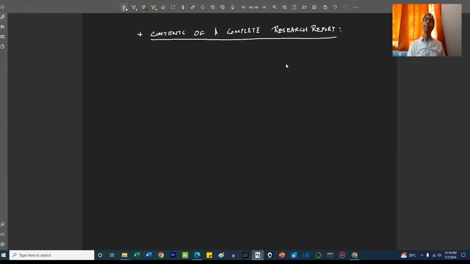Contents of a complete research report. So friends, a research report is basically something that gives data, its interpretation, and the conclusive recommendation. Therefore, it simply implies that the recommendation has to be given, but it has to be backed by data and interpretation. Right? So, a complete research report has certain elements which are mandatorily there. What are they?